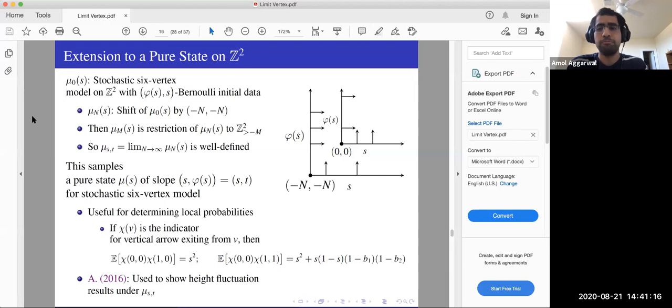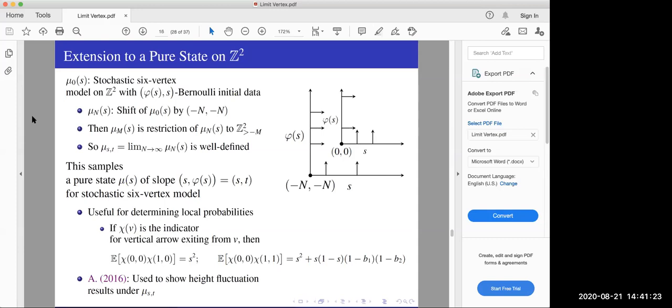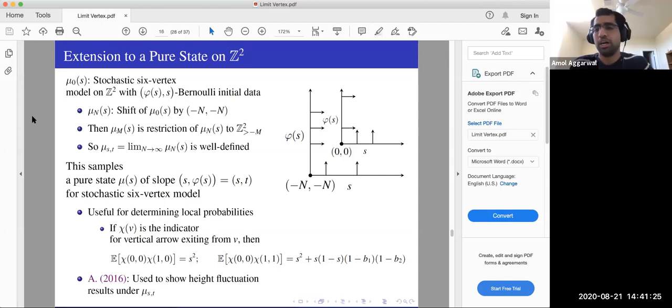Another useful feature of it is that you can actually use it to prove height fluctuation results. So how the height fluctuates under this measure mu of s, t. But I won't get there. I don't want to go there for now.